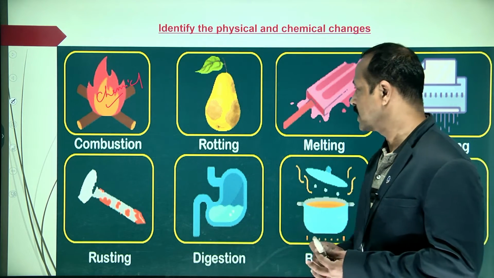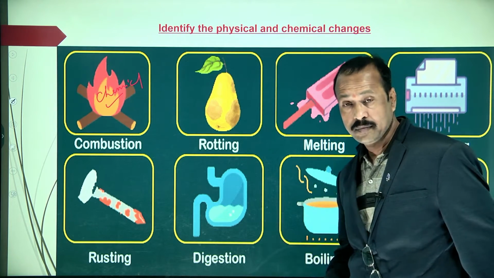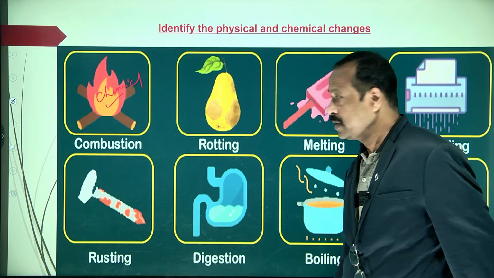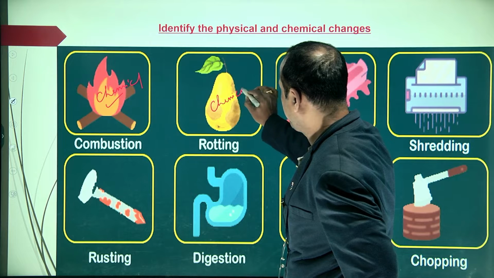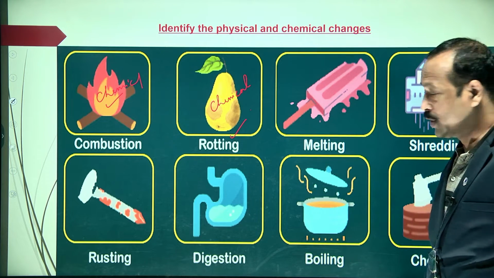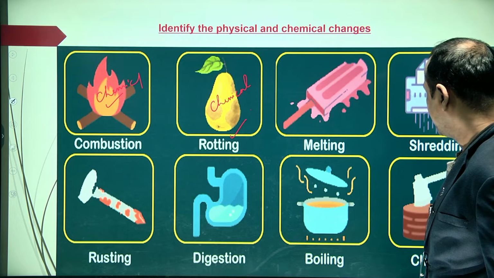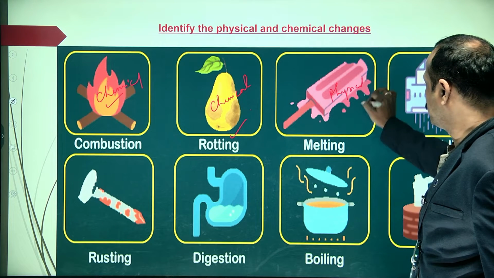Yeah, Chaitanya. So second one, rotting comes under which? Sir, chemical change. Why? Because it can't be reversed, sir. The chemical properties of the food are changed. Very good. Melting of ice. Melting is a physical change. Very good.